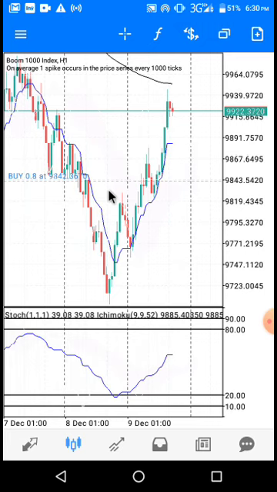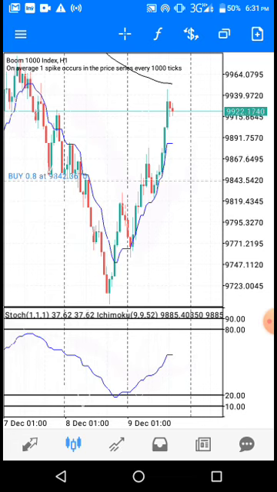For those who have been asking me the zoom level they should use, please make sure you use the second zoom level. That is, your candle should not be too big, the chart should not be too big, and it shouldn't be too small. Don't zoom out completely.